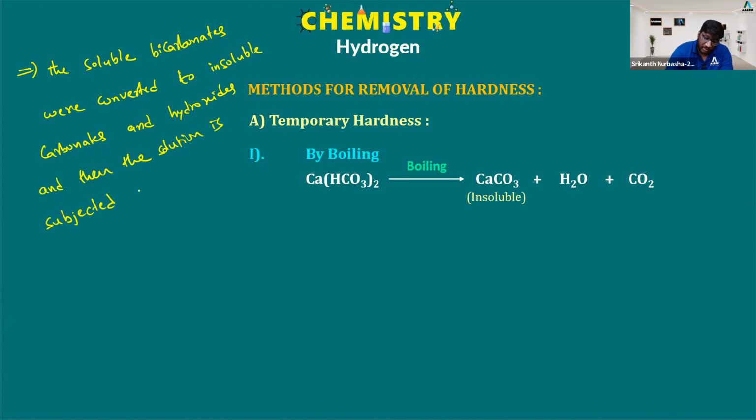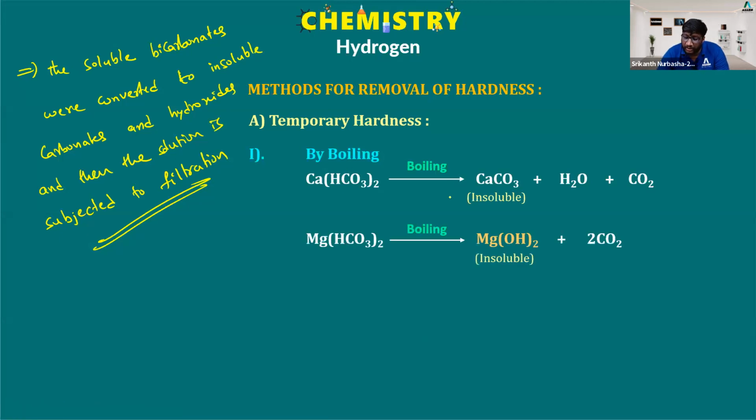And then the solution is subjected to filtration. Boiling calcium hydrogen carbonate produces CaCO3 plus water plus CO2. Magnesium hydrogen carbonate upon boiling forms magnesium hydroxide plus CO2. Now these are present as insoluble impurities. They can be removed by filtration.